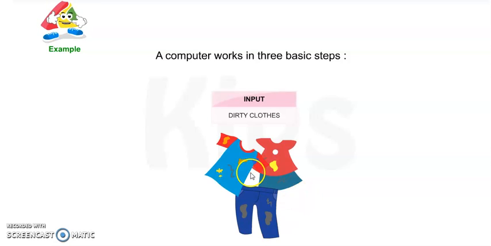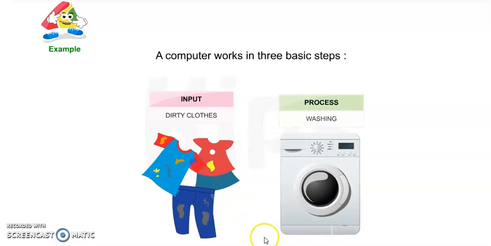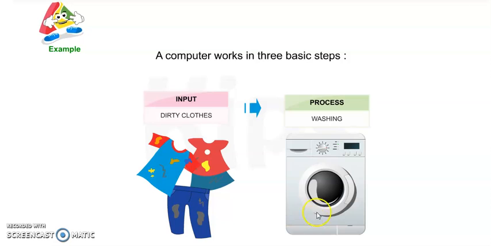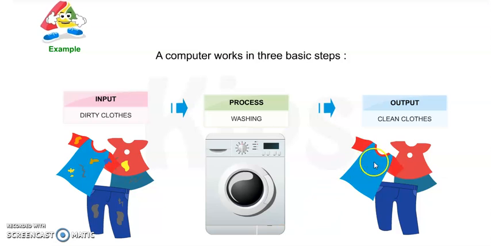Okay, there is another example. If we want to wash our clothes, dirty clothes are the input. When we put dirty clothes in the machine and start the machine, the process is going. Now washing is the process, and after that we will get clean clothes, it's the output. Now let's understand these steps by taking an example of our body.